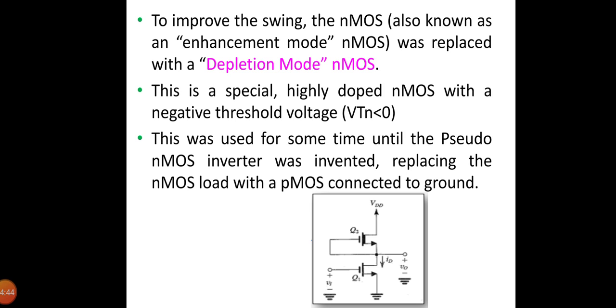To improve the swing, the enhancement mode NMOS was replaced with a depletion mode NMOS. This is a special highly doped NMOS with a negative threshold voltage, that is VTN less than 0. And this was used for some time until the pseudo-NMOS inverter was invented, replacing the NMOS load with a PMOS connected to ground. And now let us move on to the pseudo-NMOS inverter.